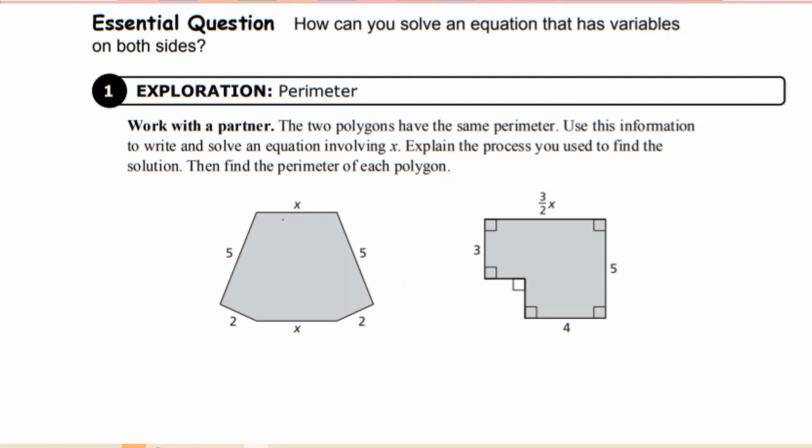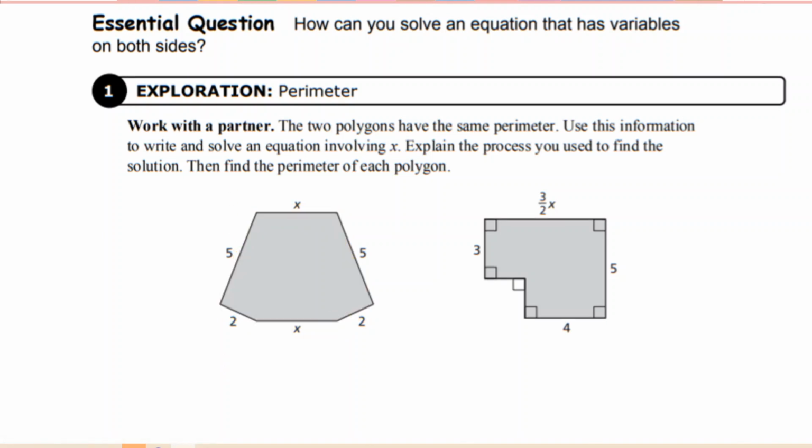So if I take a look at this figure on the left and I wanted to find the perimeter, I would have to get this length right here, add to that this length, add this length, add this length, and then add this length. So we can get the perimeter. Let's add all of those sides together.